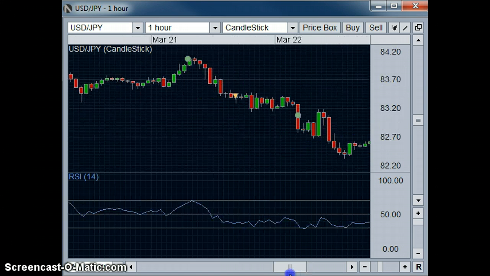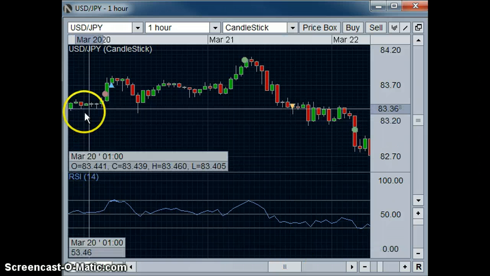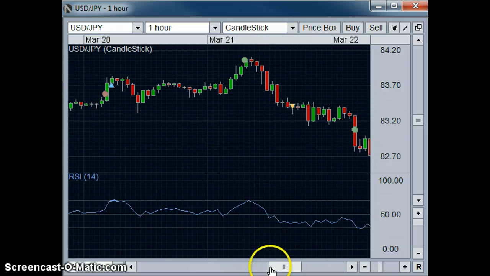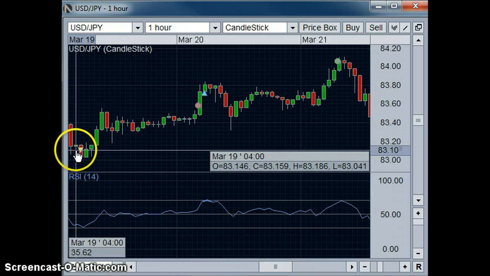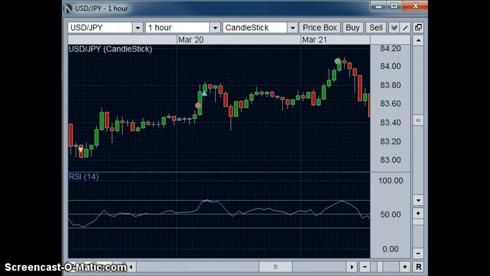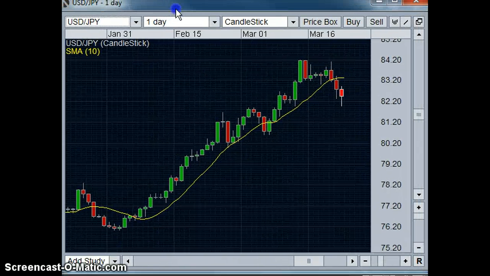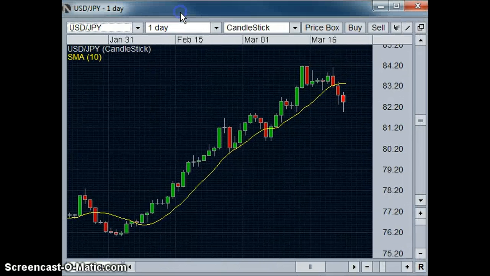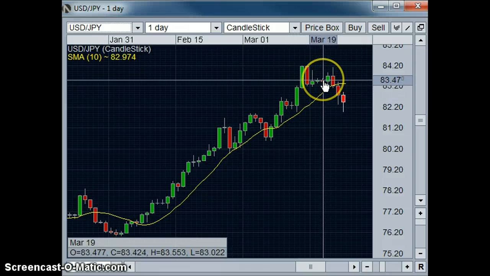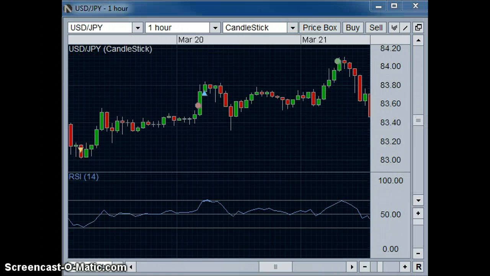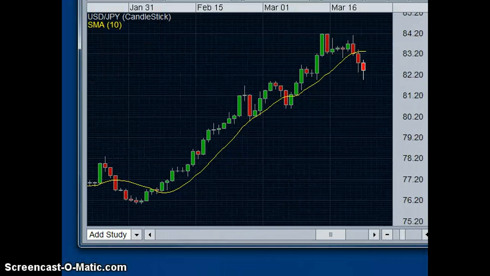Here's dollar yen, by the way. This is me. Here's a good example of why it worked and why I did a couple of idiotic things. Me shorting dollar yen. This is March 19th, right? And what I'm going to do is show you why this was a bad trade. So here's the daily. The daily is a 10 period SMA, which is what I'm using basically as my trend. March 19th. What the hell is the trend? The trend is up. What am I doing? I'm shorting. What do I get? I get stopped out.